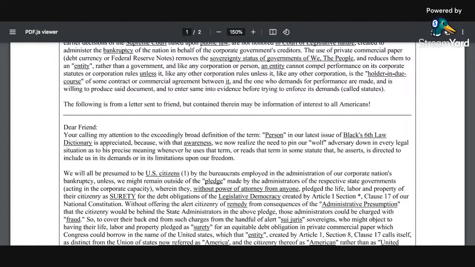We will all be presumed to be a Jamaican citizen or a United States citizen by the bureaucrats employed in the administration of our corporate nation's bankruptcy. Again, we right now operate in what I call a state of insolvency, bankruptcy. This is why we have a Jamaica Insolvency Act 2014 when I came on the scene. This is why we have a Jamaica Trust Act, September 16, when I manifest, I dream.